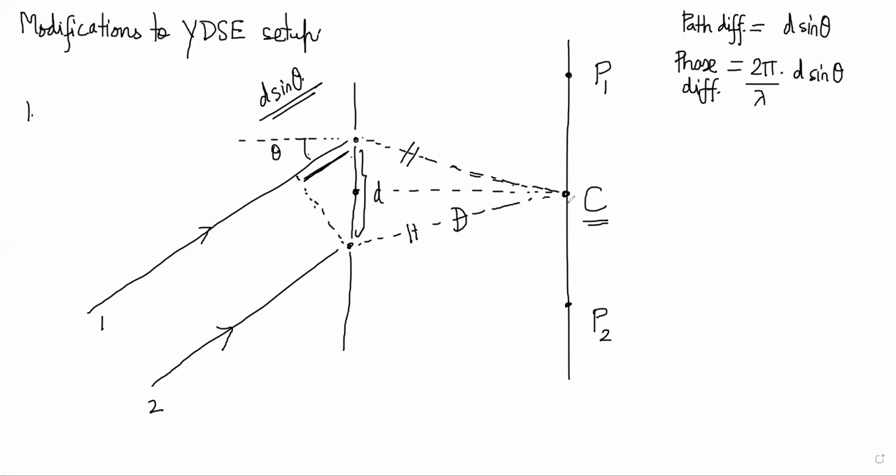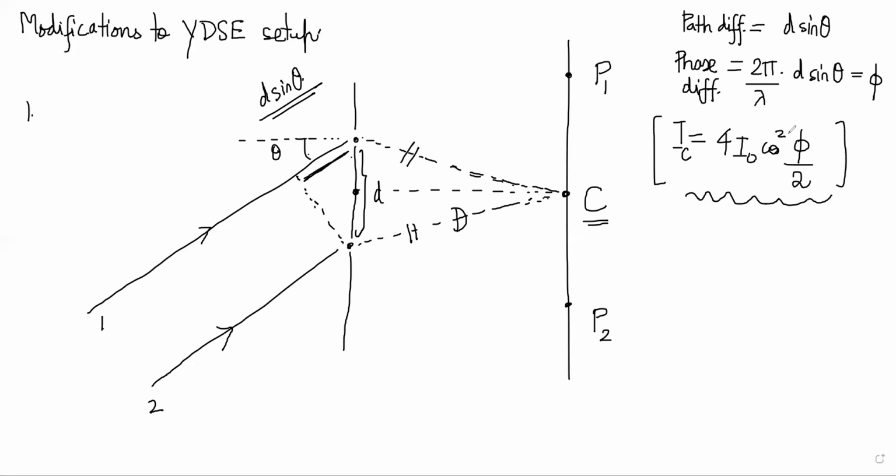Normally at the point C, the phase difference used to be 0. Now there is something. Intensity at C will become 4 I naught cos square phi by 2, and this angle is called phi. So this is a non-maximum intensity. It is some interference intensity which is between 0 and 4 I naught, right?